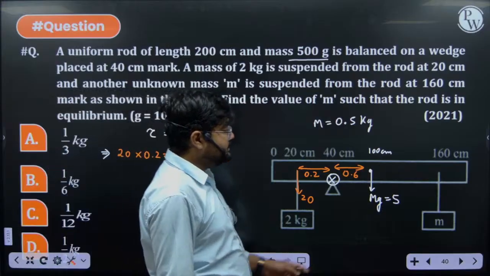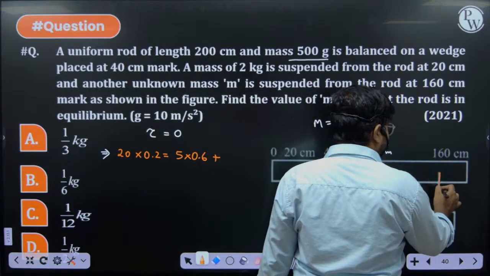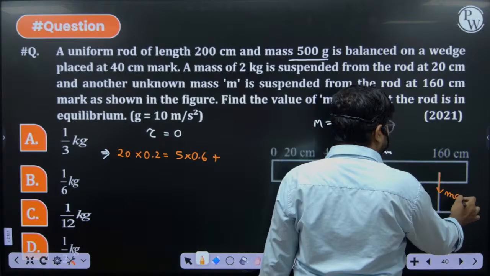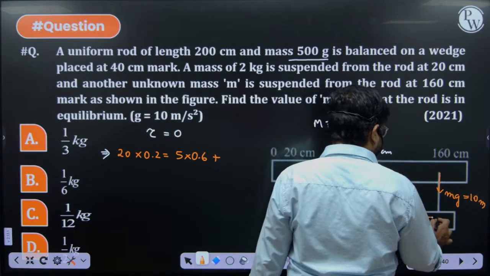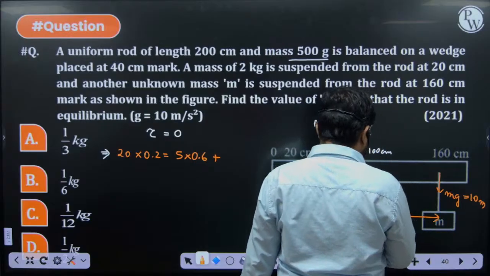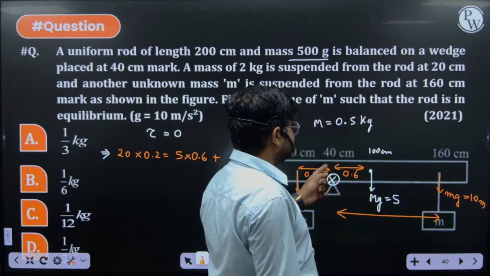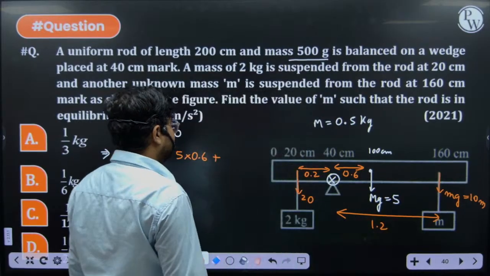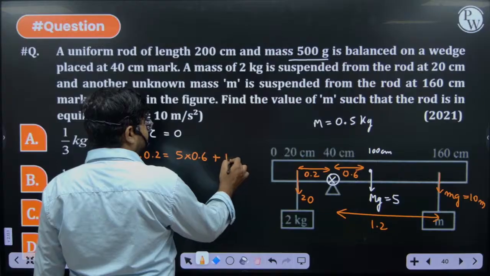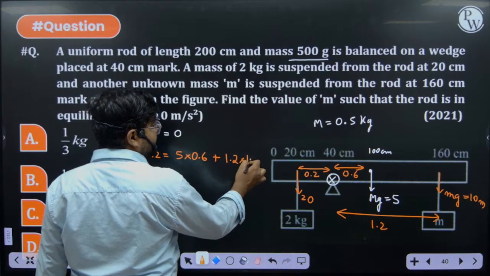And now this force here is mg or 10m. And what is this distance? The distance here is 160 minus 40, 120 or 1.2. So I can write it 1.2 into 10m.